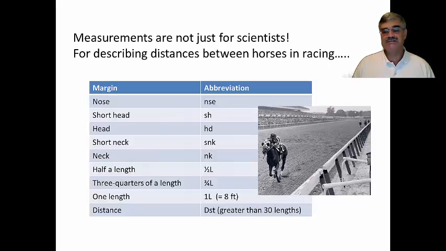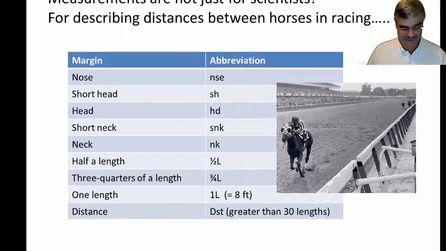Secretariat won by such a large distance, over 30 lengths, that they actually had to create a new measure of winning distance in horse racing, called a distance, due to Secretariat. The take-home lessons: convert between units.